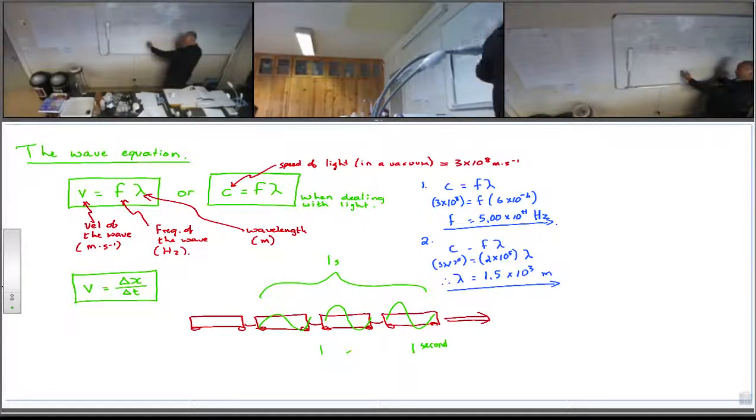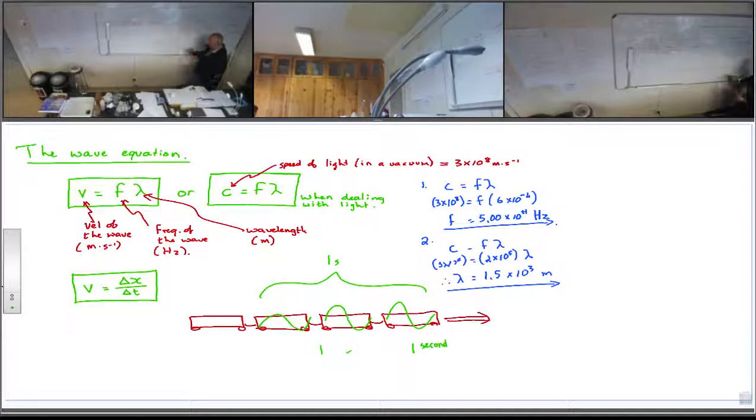How long did it take 3 to go past? 1 second. How long would it take 1 to go past? 1/3 of a second for 1 carriage. Do you agree? Now, how did you get that one? You said, what is tau?